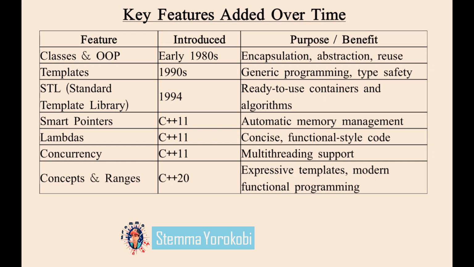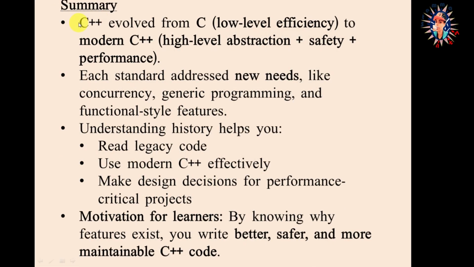In the 2020s, it is concepts and ranges for expressive templates and modern functional programming, right? In short, C++ programming language evolved from C programming language, which is low-level efficiency, to modern C++, which includes high-level abstraction, safety, and performance, right? Each standard addresses new needs like concurrency, generic programming, and functional style features, right?